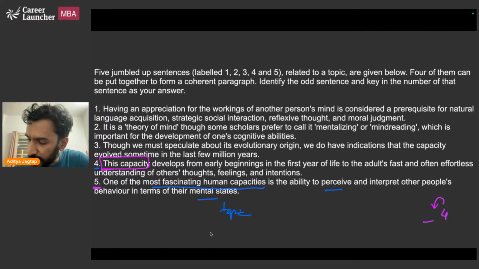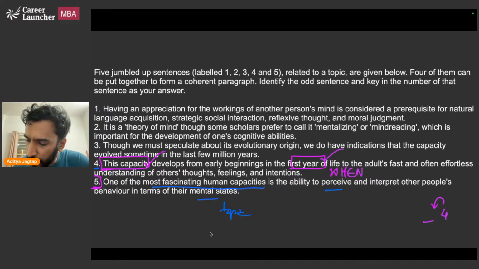This capacity develops from early beginnings in the first year of life and often effortless understanding of others' thoughts, feelings, and intentions. So we are told when this capacity begins. Sentence 5 told us generally about some fascinating human capacity. Sentence 4 is trying to answer the question of when this starts. All right, and we have noticed some clues in sentence 4.